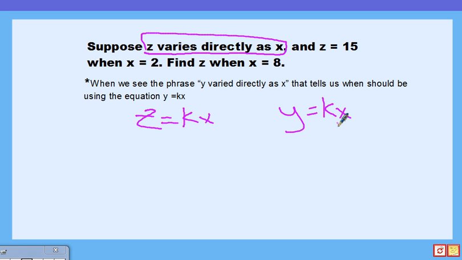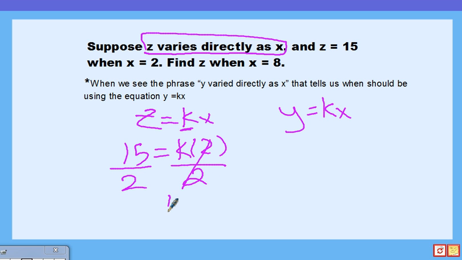Remember that x and y are just variables that we use. Independent, dependent variables will remain the same. So you can use z, y, you use any letter that means the same, but k will always stay the same. So again, we plug in the information. We know that 15 is z is equal to k when x is 2. Do some math. Divide both sides by 2. This cancels out. K is equal to 7.5.